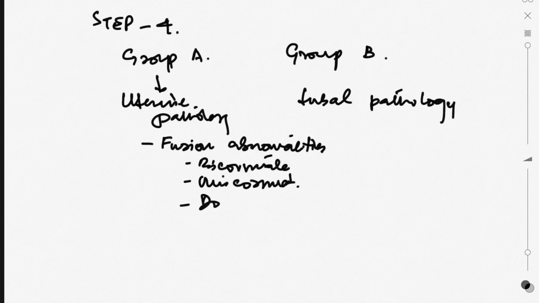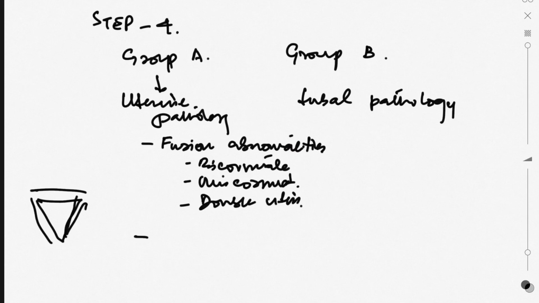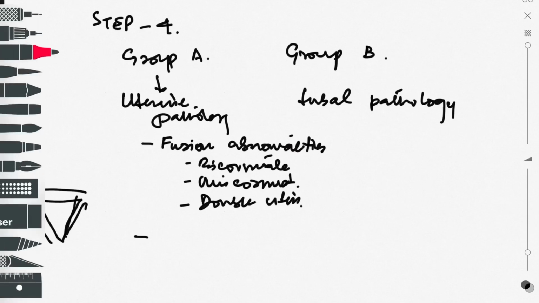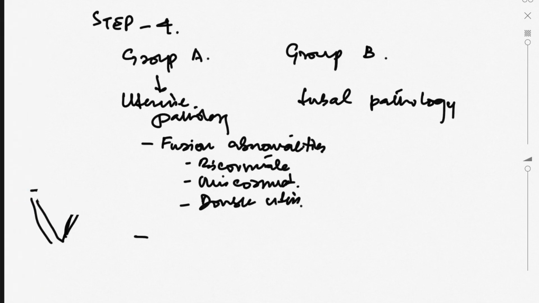double uterus, and likewise. These are the congenital abnormalities, and there can be acquired abnormalities, like if the dye has not completely filled the uterine cavity. You see the uterine cavity is a triangle shape like this. Sorry, the drawing is not that good.